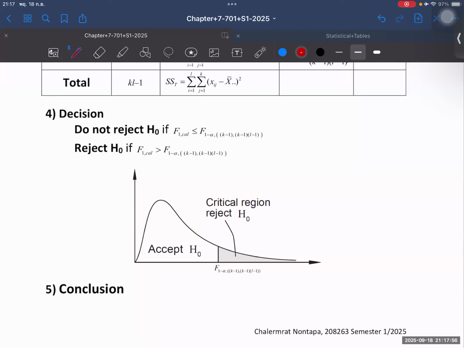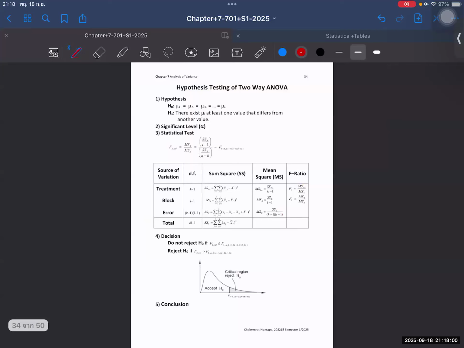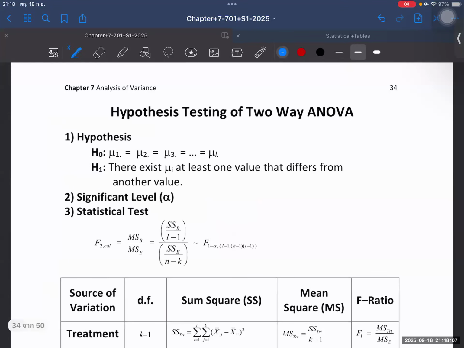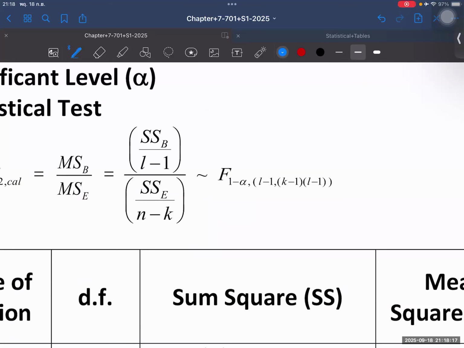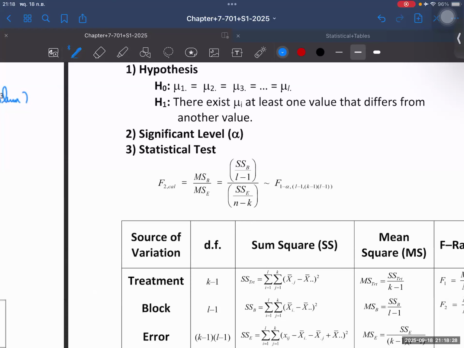Okay, so now I think we go to see the example for the two-way ANOVA. And for this is the test of block. It's not asked in the final exam. For this page, we can skip. So I don't want you to use F2, because I will ask about F1 for the treatment, but F2 of the FCAL is for block. So we are interested in this for this course.